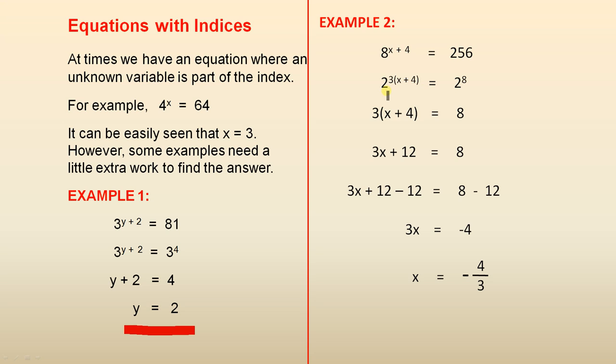Since both of the bases are the same, you can let the indices equal each other. So 3 outside of x plus 4 equals 8, 3x plus 12 equals 8. If we subtract 12 from both sides, we get to here. Some simplification gets us to here. Divide both sides by 3, and there is our answer.